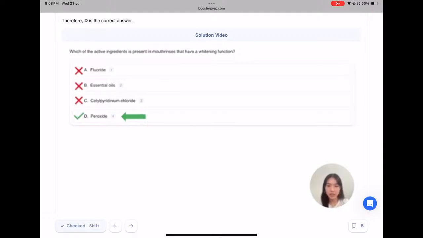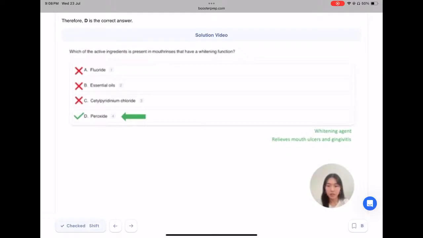Option D reads peroxide, and this is our correct answer as this is the ingredient that is able to whiten teeth. Hydrogen peroxide and carbamide peroxides can be found in mouthwashes, and the molecules will penetrate through enamel and dentin in order to reduce the pigmentation found in these layers. However, peroxides can only treat certain stains, such as those that are more topical, like coffee or smoking stains. They will not work on reducing tetracycline or fluoride stains.